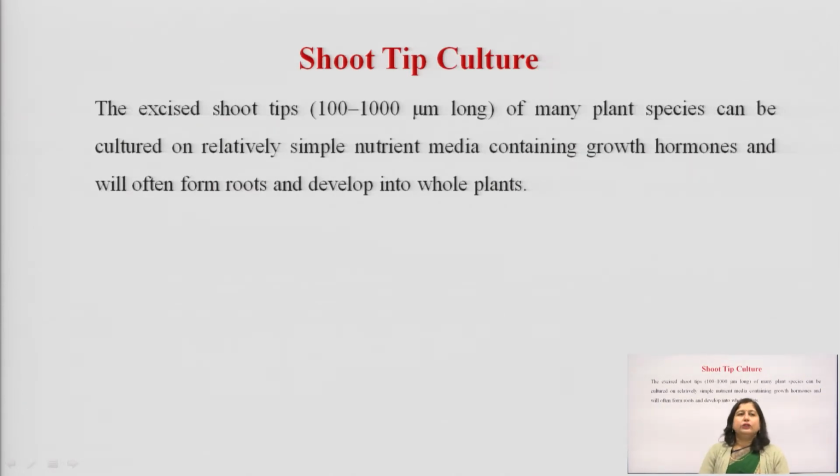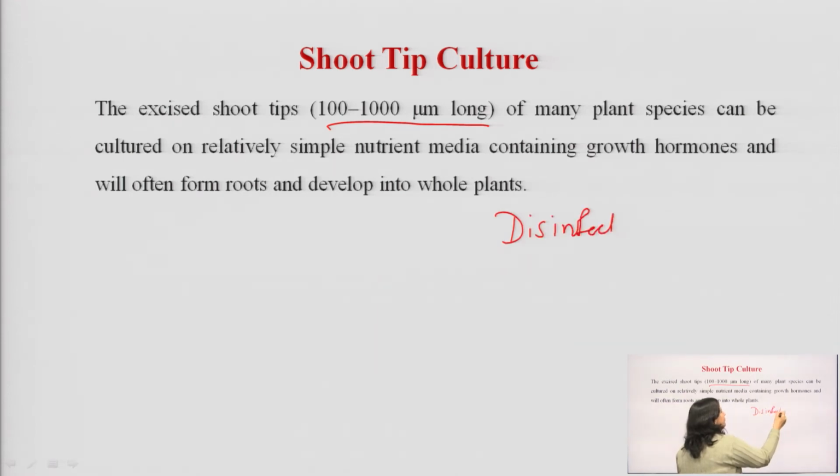Then the shoot tip culture. Here the excised shoot tips, which are in the range of 10 to 1000 micrometer long, are taken, and then first they are disinfected, and after disinfection they are washed again, and after washing they are put into a medium where the shoot starts growing into further different types of stem parts. You have more and more shoot being cultured in the nutrient medium.